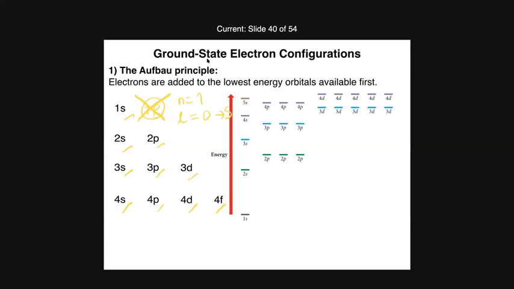Same thing for when n equals 2. When n equals 2, you have l equal to 0, which represents s, and l equal to 1, which represents p. And it stops right there. So you will not see 3d orbitals when n equals 2. Again, the reason why some of the f, some of the d, or some of the p are missing is just because of the restriction of the quantum numbers that we talked about earlier.